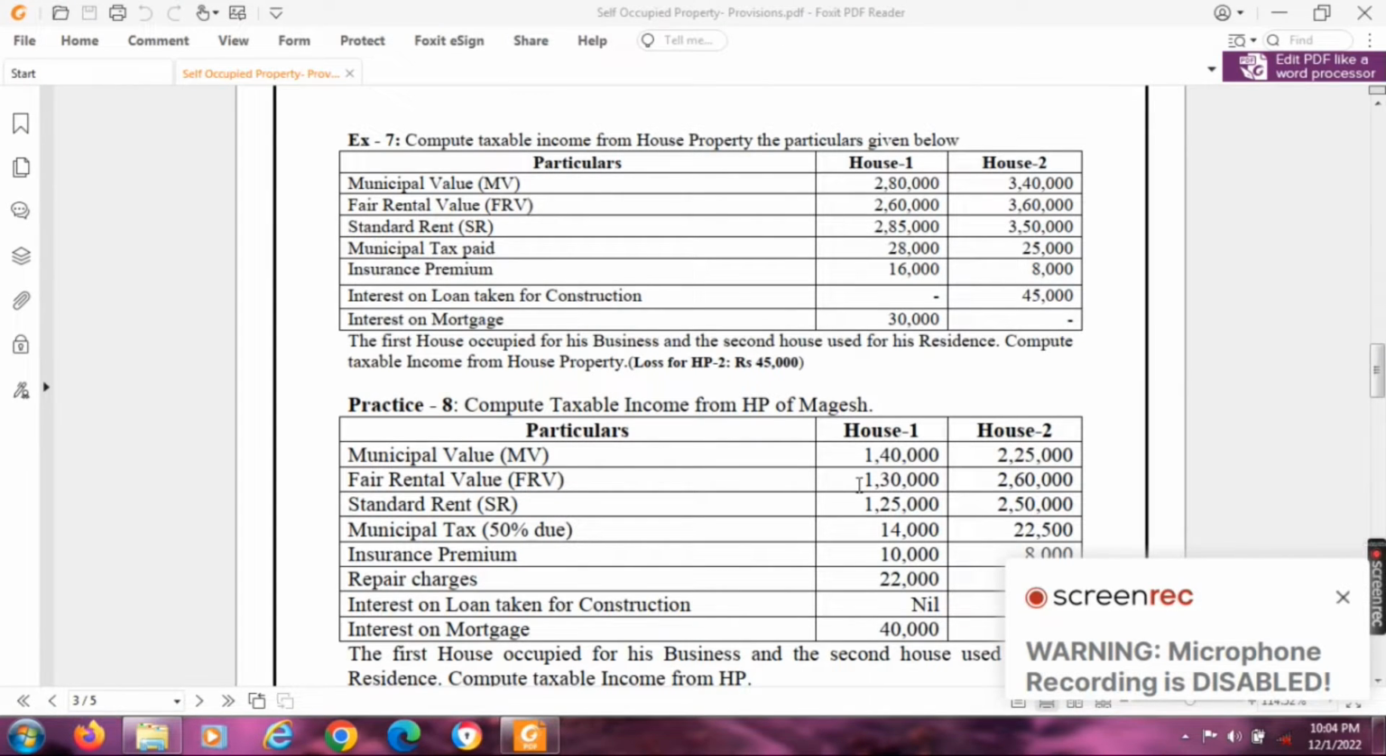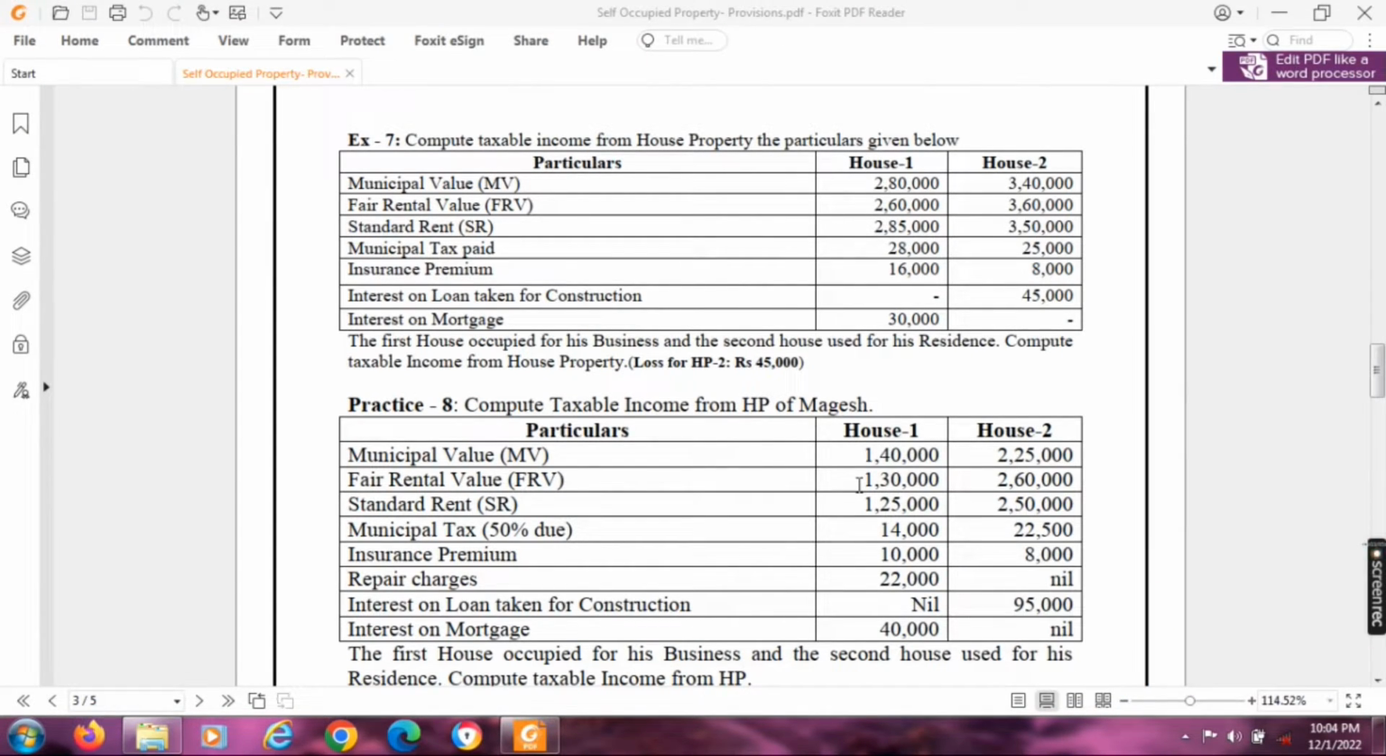Let me see practice 8. Compute taxable income from house property of Magesh, house 1, house 2. Municipal value, fair rental value, standard rent are given. Municipal tax 50% is due, so 50% only is paid. Whatever amount is paid, only that is considered while computing taxable income from house property. Insurance premium, repair charges, these are all unwanted information.